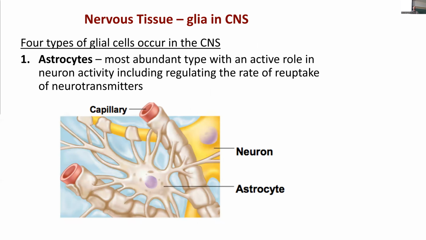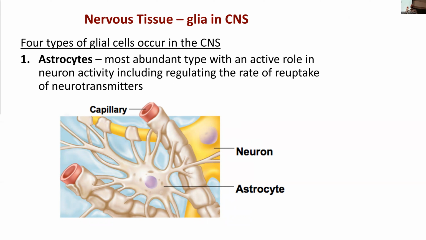So let's look at some of those glial cells. The first type I want to bring to your attention is called an astrocyte. These are the most abundant type of glial cells in the central nervous system, and they help keep things running smoothly in a general sense. But one of the things they do is they regulate the uptake of these neurotransmitters.